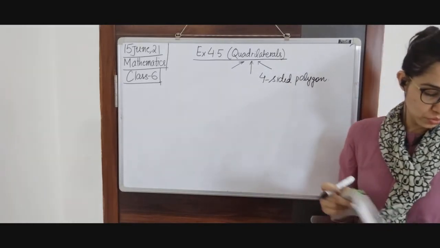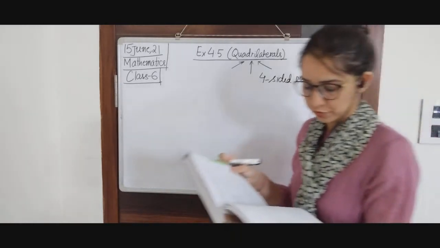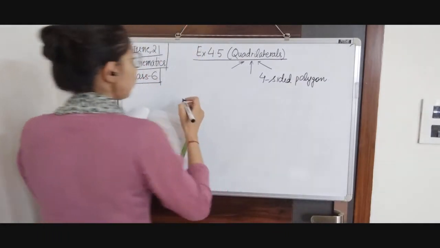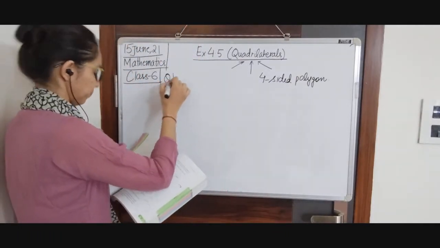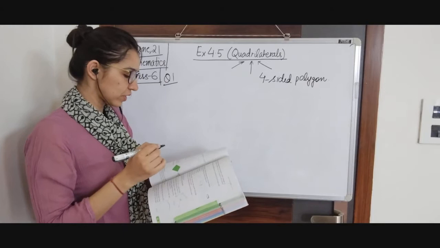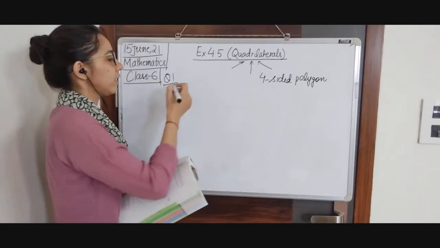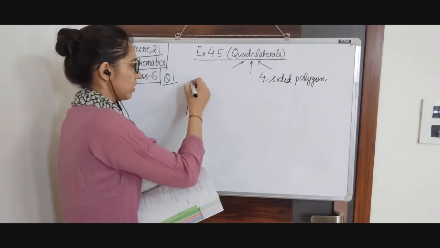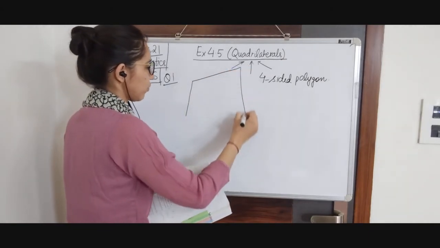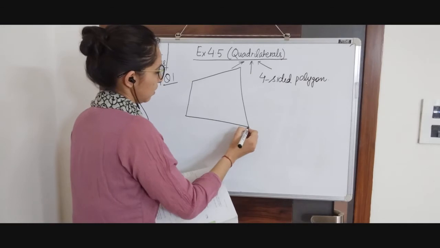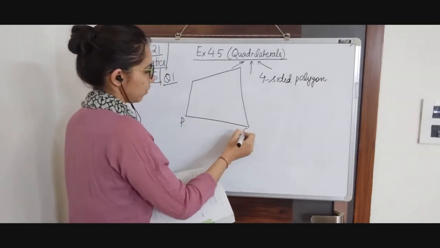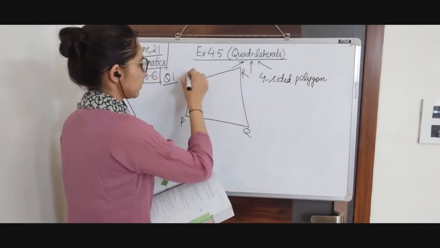Now we are going to do exercise 4.5, question number 1. Draw a rough sketch of quadrilateral PQRS. We have to draw a quadrilateral and name it as PQRS. So suppose this is our quadrilateral, four-sided, PQRS. This one is our quadrilateral.